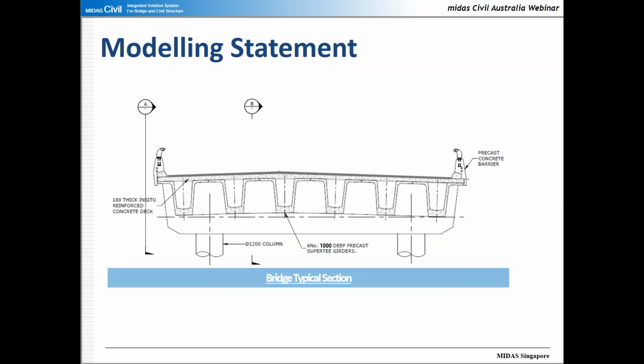This figure explains the bridge section in the transverse direction. The deck is 180 mm thick and there are 6 Super T girders in the bridge. The pier column is 120 mm diameter and it is circular in shape. It is also shown in the figure. And there are 2 precast concrete barriers on each edge of the bridge. So here we have 2 precast concrete barriers.